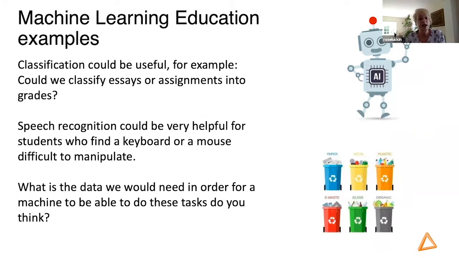And we can think of education examples. When we think about classification, we could build a system that can classify essays or assignments into grades. We can think about speech recognition for students who find it difficult to use a mouse and a keyboard. And then we can ask ourselves the question, well, what kind of data do these systems need?